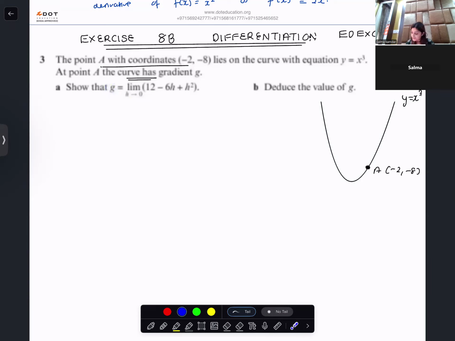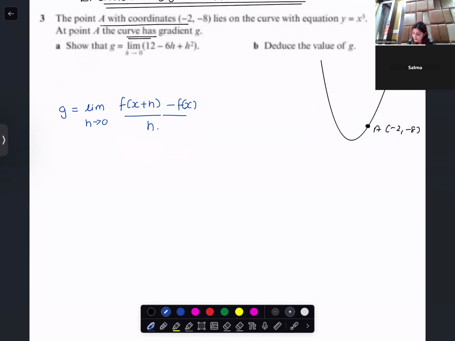We know that the gradient of this curve at a point is given by using the derivative of the function y is equal to x cube. So the gradient at this point, g, is given by using the derivative of the function, that is limit h tends to 0, f of x plus h minus f of x, the whole divided by h.